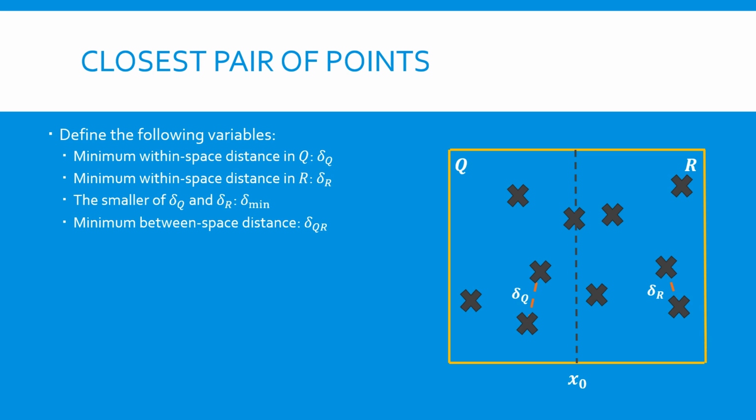Before delving into the details, let's first define some notations. Denote the minimum within space distance in subspace Q as delta Q, and that for subspace R as delta R. Also, denote the smaller between delta Q and delta R as delta min. Finally, let the minimum between space distance in the entire space be delta QR.